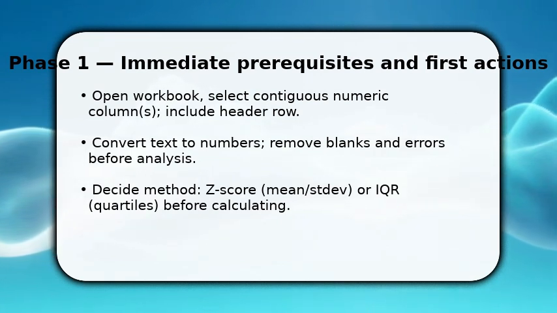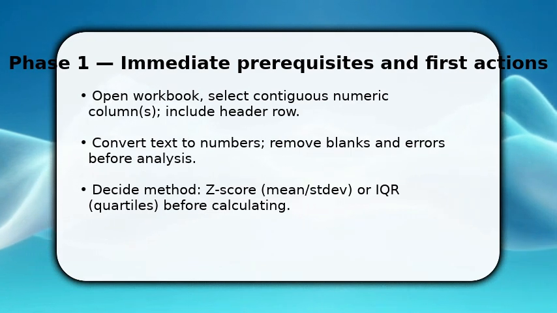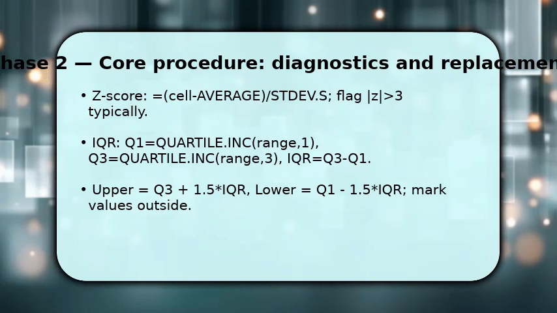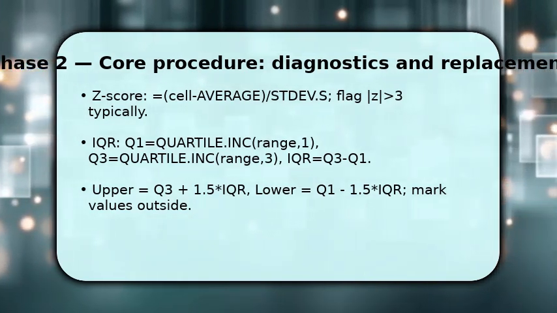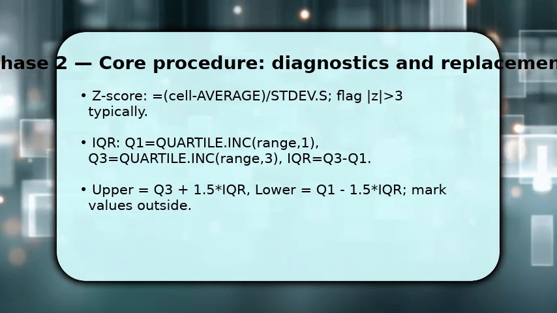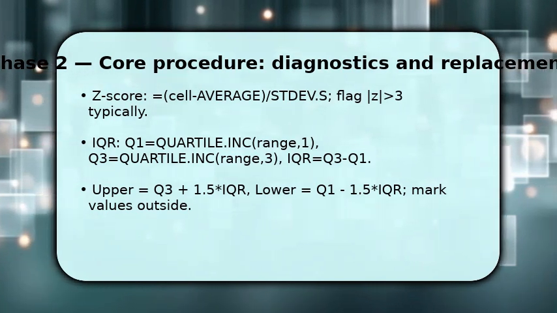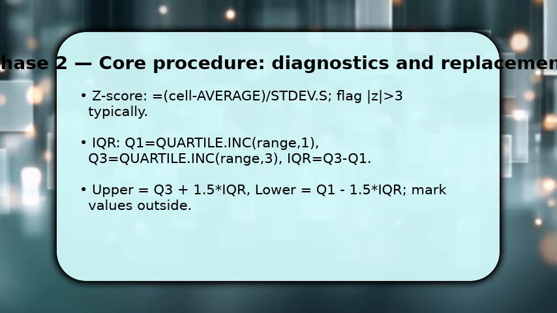Make a clear choice: z-score for symmetric data, IQR for skewed data, so you don't apply the wrong test to the wrong distribution. You'll now compute the detection values. In the z-score column, enter =ABS(A2-$B$1)/$B$2, where $B$1 is the mean and $B$2 is the stdev, and copy down. Make sure to use absolute value, and commonly flag greater than 3 as potential outliers.